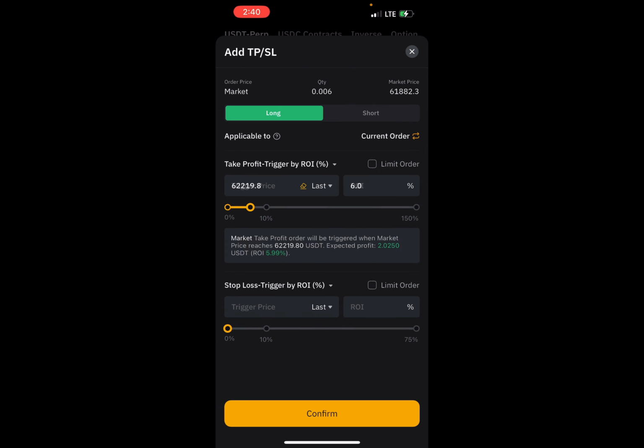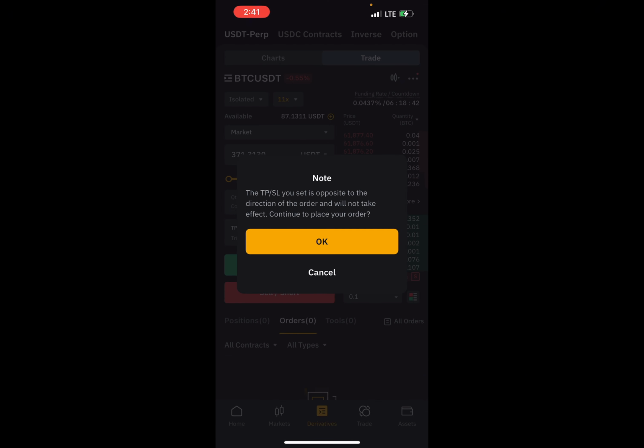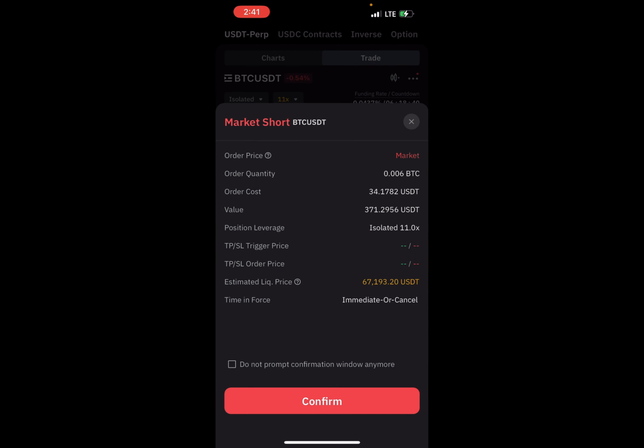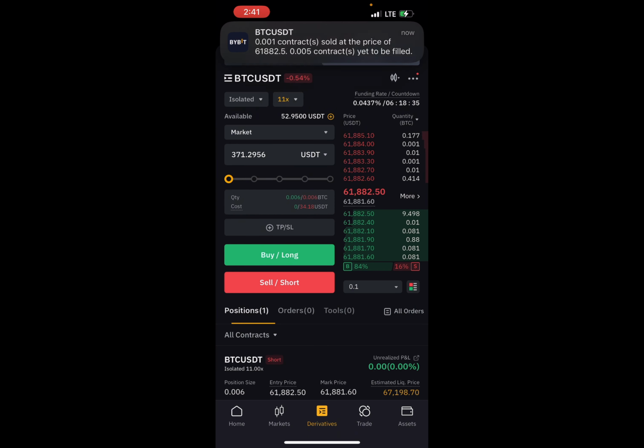Okay, my take profit should be at 100%, and then stop loss should be at 10 and 30%. Then I'll click confirm, and then enter the trade, then confirm. So right now the trade is ongoing.